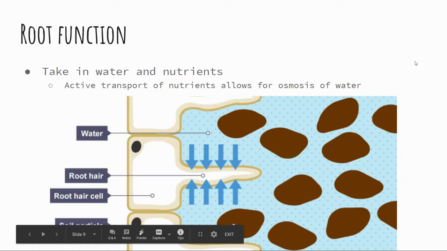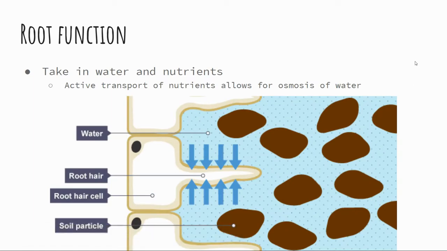So root function: take in water and nutrients, of course. This is active transport of nutrients, which is going to allow for the osmosis of water. Water is going to move passively, meaning passive transport, and then materials and nutrients are going to have to be actively transported. Hence why the phloem cells are not dead, but the xylem cells are.